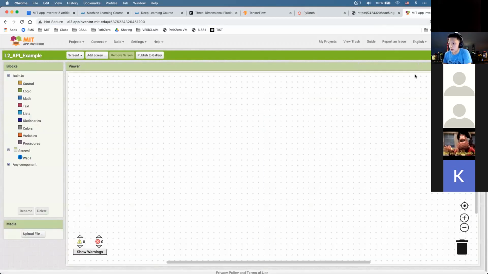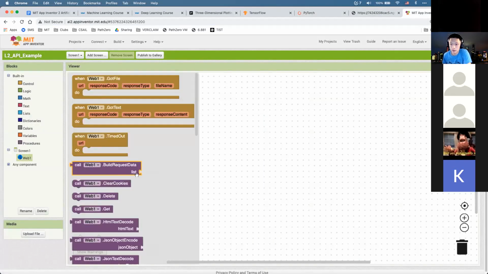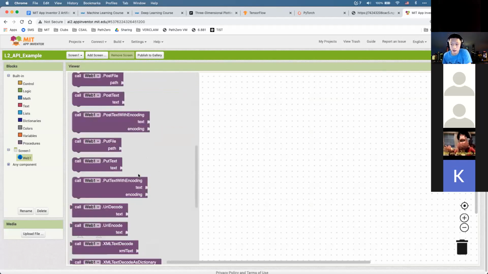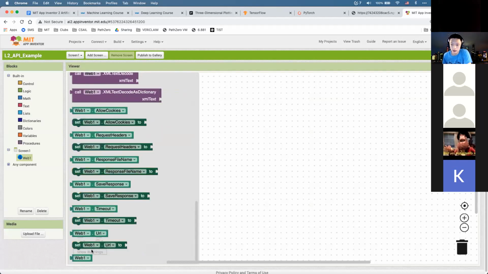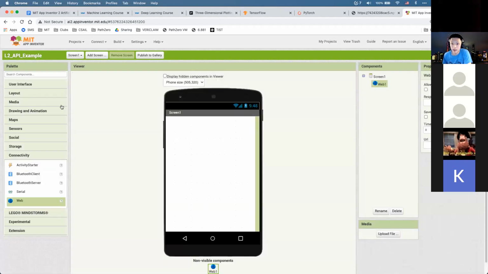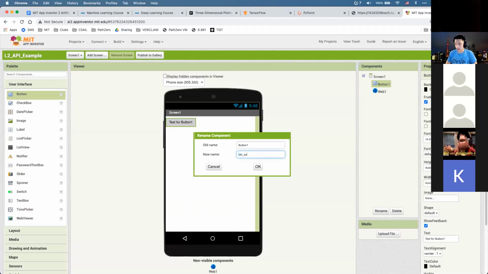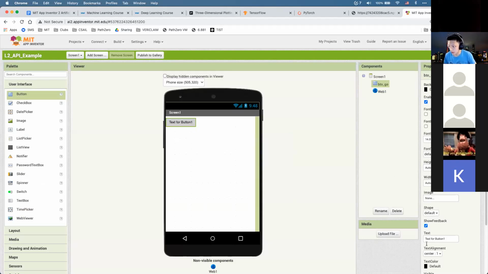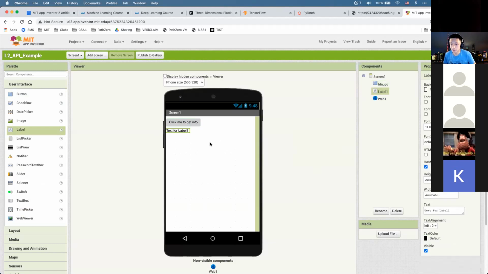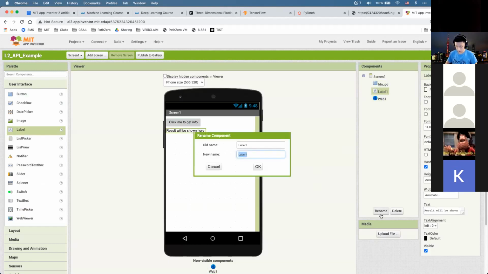And then to use it, you'll need to go into blocks and go to web and a couple of things. So the first thing is that you'll need to set a URL. Well, I forgot to drag in a button to do things with. So then just drag in a button and say button go or something like that. And then click me to get info. Then also add in a label, just for testing purposes. Results will be shown here. And let's say that this is the label result.